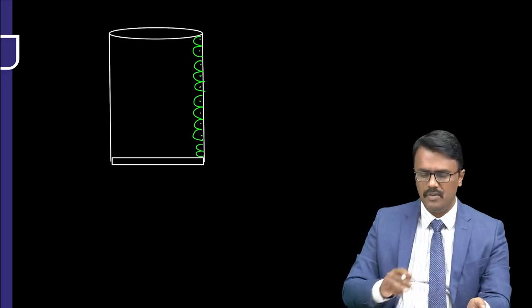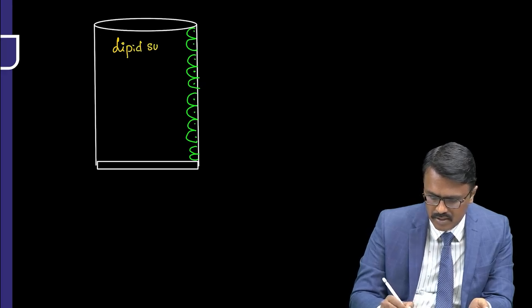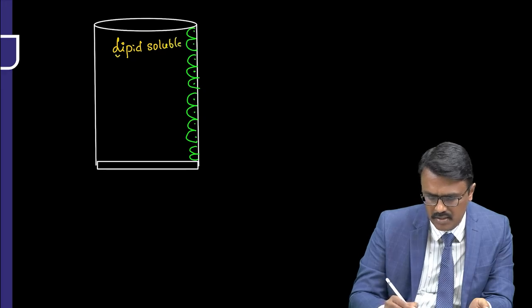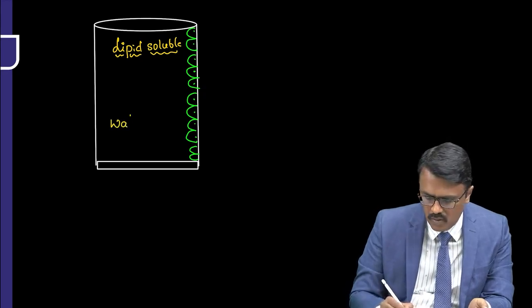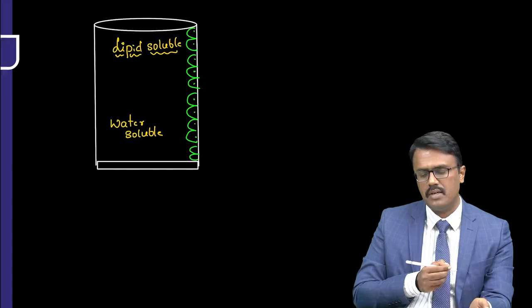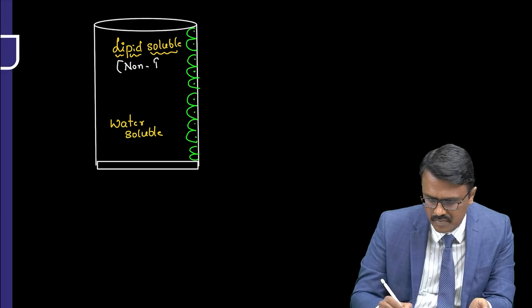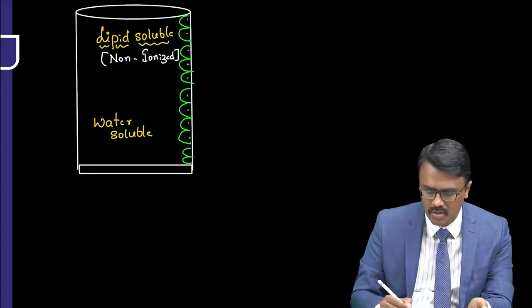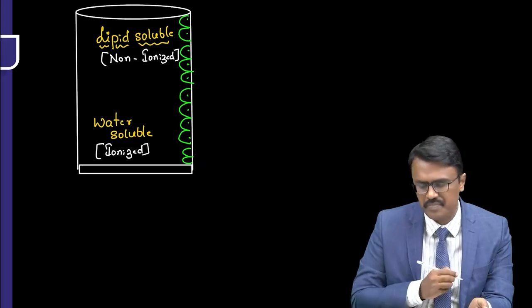Yeah. Now there are two important properties of the drug. The drugs may be lipid soluble. So the drugs are chemicals. So obviously when they are chemicals, there should be either lipid soluble drugs or water soluble drugs. Now these lipid soluble drugs are also called by one more name, non-ionized. So they are also called as non-ionized drugs. And what is water soluble also called as? They are also called as ionized drugs.